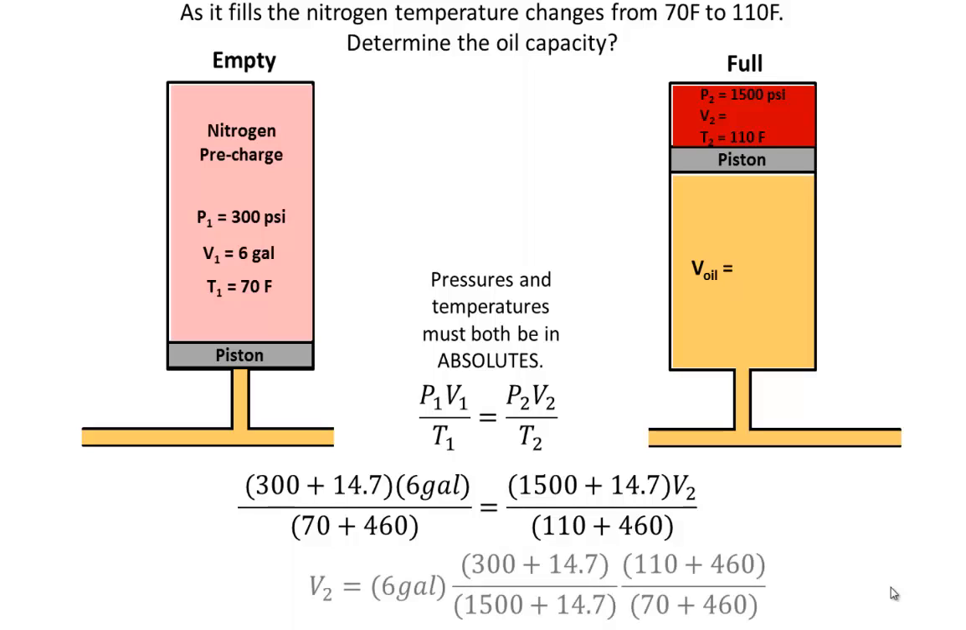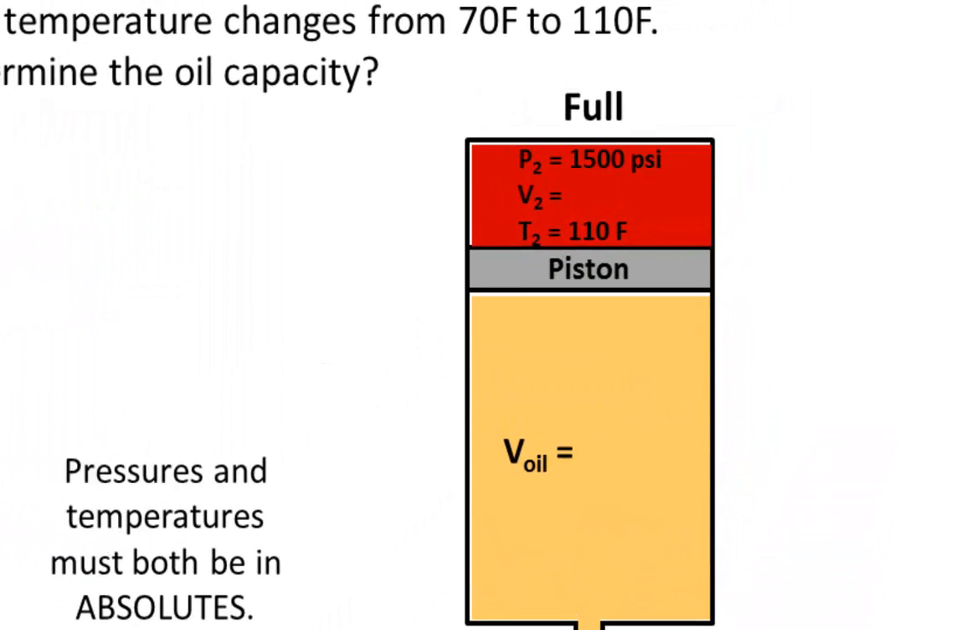And we could do some algebra and find that volume 2 is 1.34 gallons. That's this volume here of the compressed nitrogen. So if I want to find the volume of oil, I just do a simple subtraction. 6 gallons subtract 1.34 gallons would give me 4.66 gallons of oil.